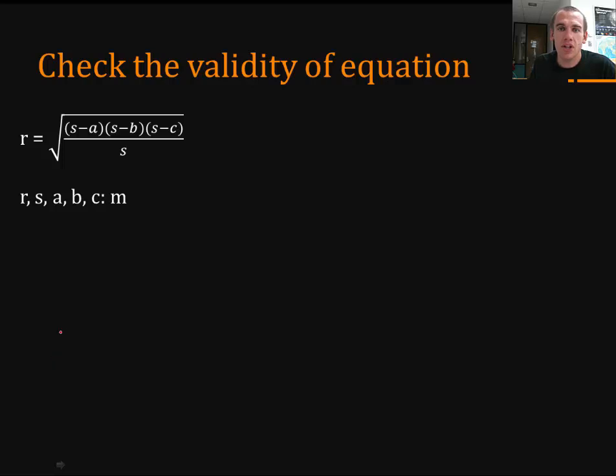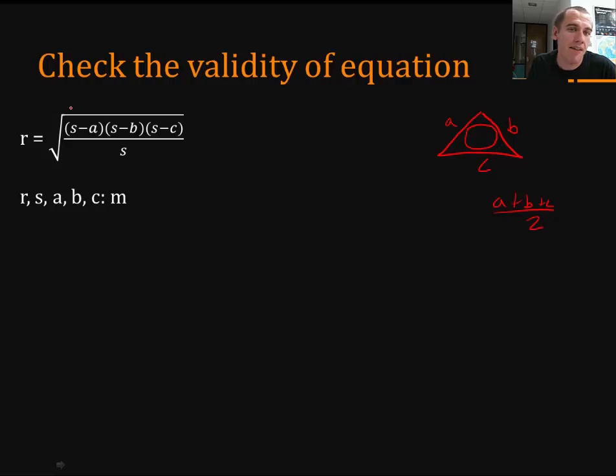Another example, check the validity of this equation. Well, this equation is actually the radius of an inscribed circle in a triangle. So if we have a triangle that has sides A, B, and C, of lengths A, B, and C, S is actually the semi-perimeter, or A plus B plus C divided by 2. And this gives us the radius of the inscribed circle, or the circle that touches, is tangent to, all three sides. So it says the units of all of these things is meters because they all measure length.